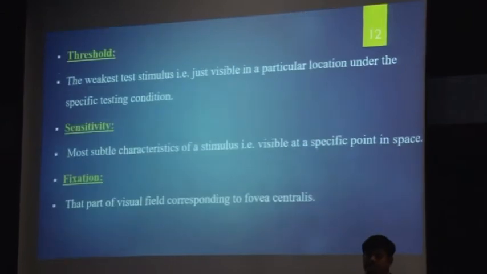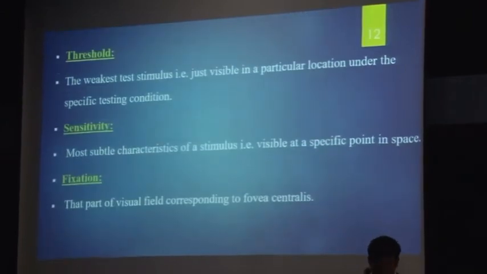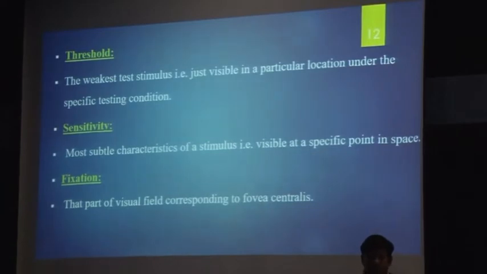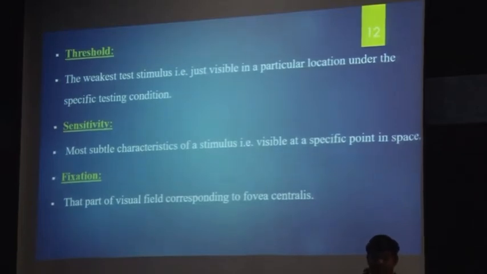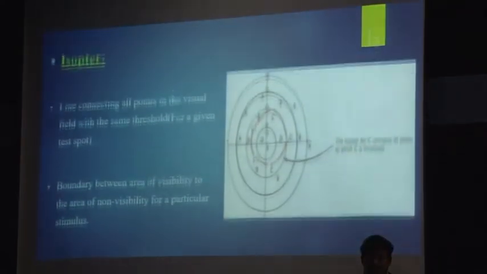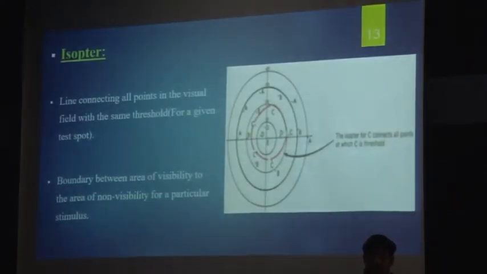Then the threshold is for a particular location in the visual field. Sensitivity is the response to a stimulus at a specific point, and fixation corresponds to the fovea centralis. The isopter is a line connecting all points in the visual field with the same threshold. Here the isopter for C connects all the points at which C is the threshold.